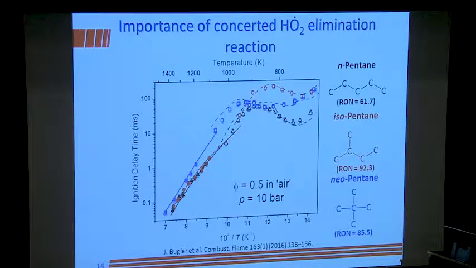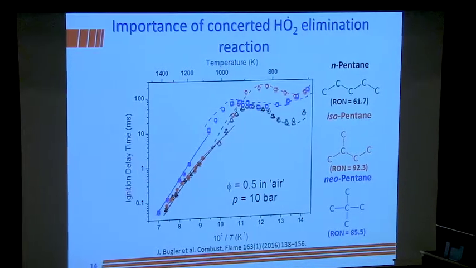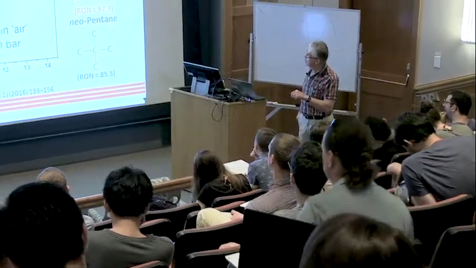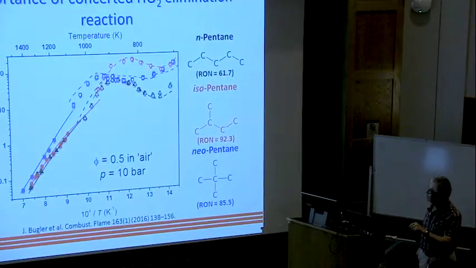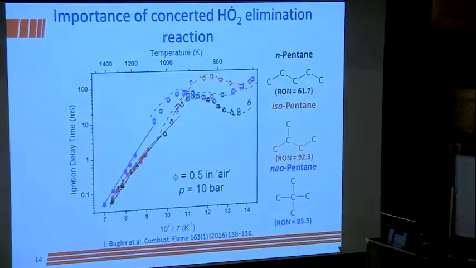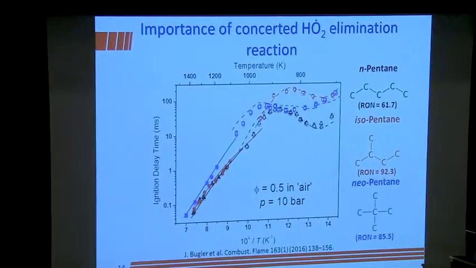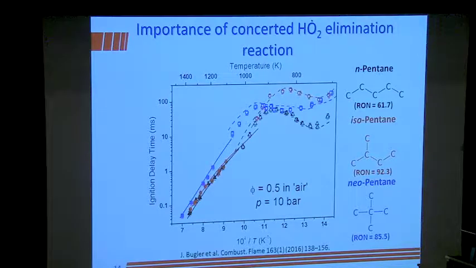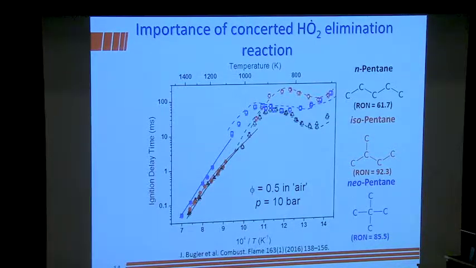This is just showing you the reactivities of n-pentane, isopentane, and neopentane. And you can see they have different research octane numbers. A good rule of thumb is that the more highly branched a fuel, the higher the octane number, but actually it isn't true here for neopentane. If you compare n-pentane and isopentane, you can see the octane number changes from 61.7 to 92.3. So it's branched, and you'd expect the research octane number of neopentane to be even higher, 100 and something. It's not actually, it's 85.5, which is a little bit strange.